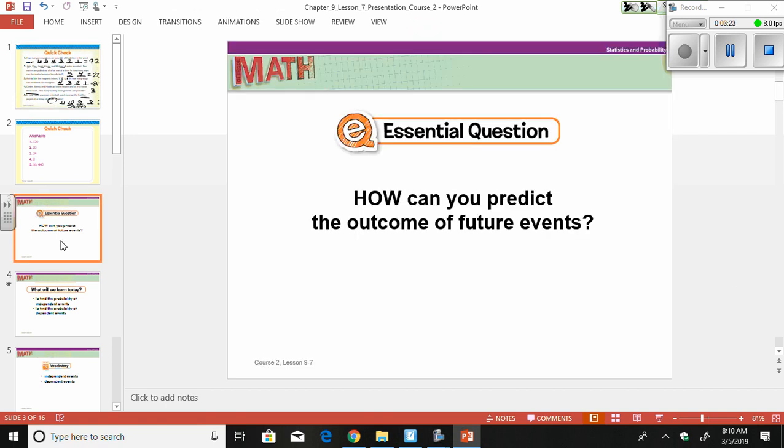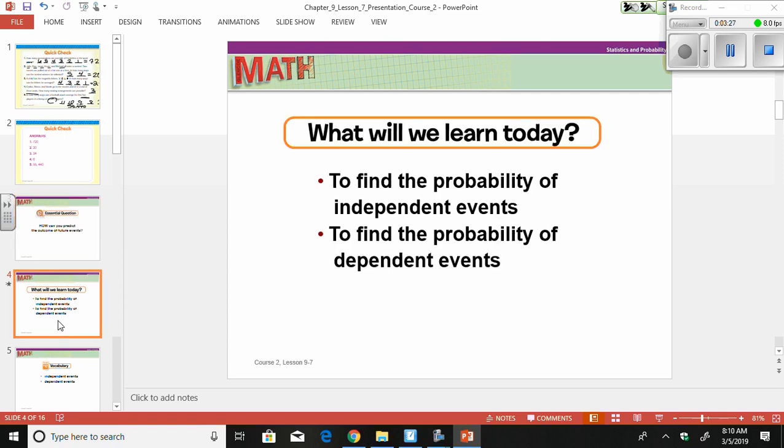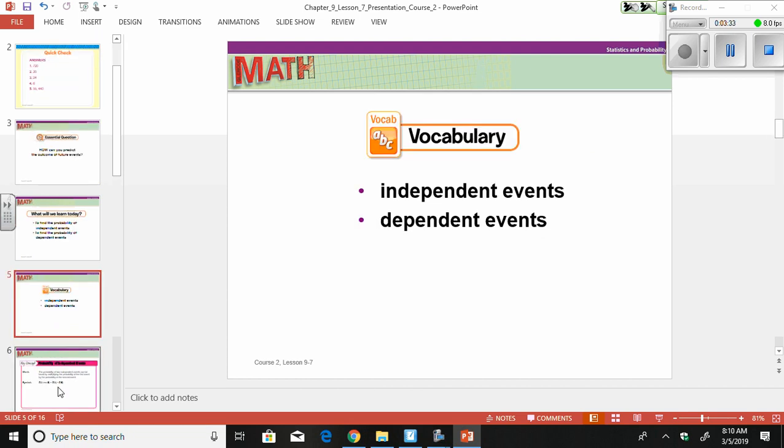So what are we doing today? How can you predict the outcome of future events? Well, we're going to learn to do it today by finding the probability of independent events and the probability of dependent events. And of course, I already talked about what independent and dependent are. Independent, they don't affect each other. Dependent means that they have to depend on each other. One can change the other.